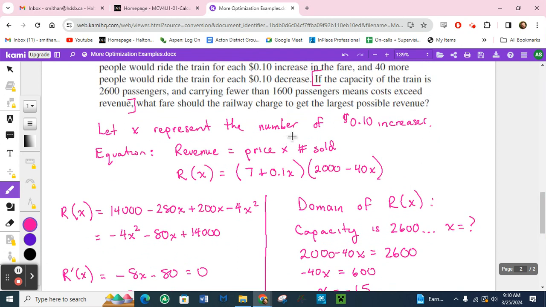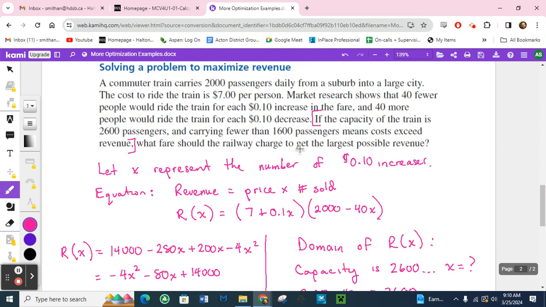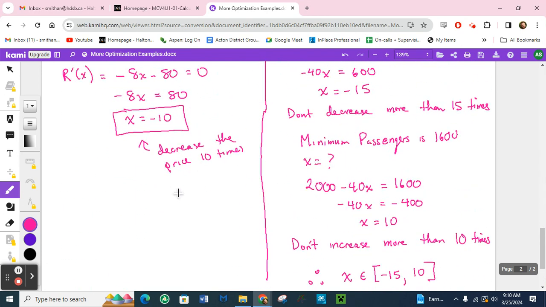The question asks: what fare should we charge? So what price should we charge? Well, what price is this if we decrease the price 10 times? I'll show the math here. We said that the price was 7 plus 0.1 times whatever x is. x is minus 10. You guys could have done that with mental math. If you decrease the price 10 cents 10 times, the price is $6. So $6 per ticket. They'd make a bit less per ticket, but they'd get way more passengers, and that's the happy medium there.